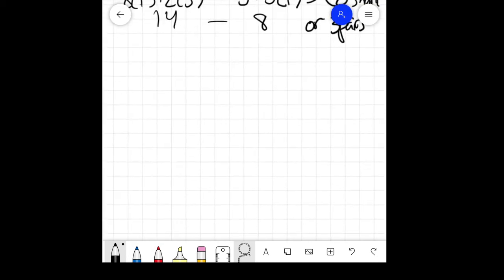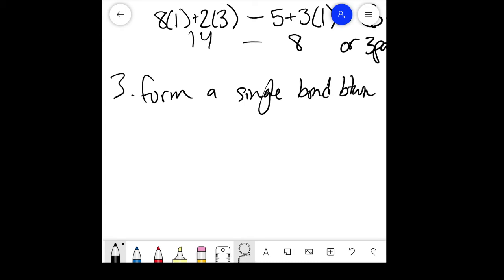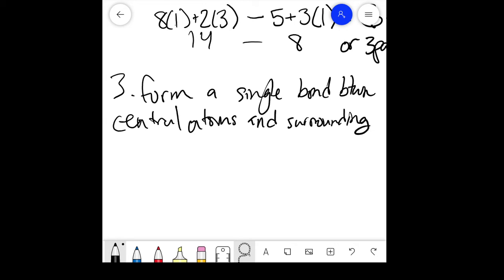So now that we know that, our third step is to form a single bond between central atoms and the surrounding atoms. Say we're doing nitrogen, hydrogen. We now know there are 3 pairs.